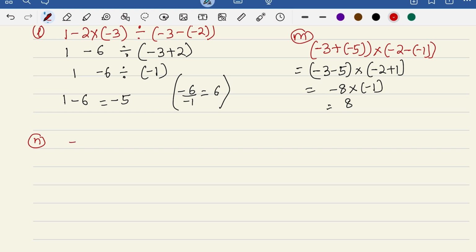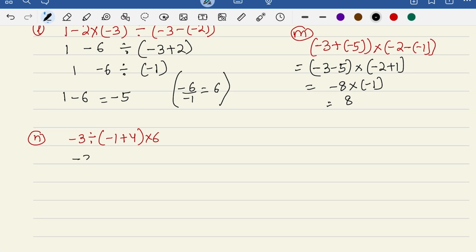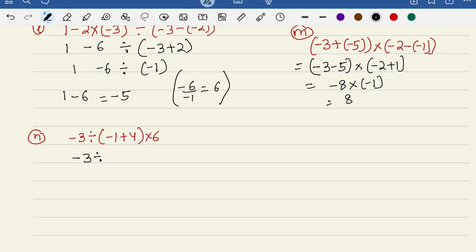N part. Minus 3 divided by bracket start minus 1 plus 4 times 6. So it would be minus 3 divided by 4 minus 1. 4 minus 1 is 3. So division has to be done first. Minus 3 divided by 3, it needs to be done first. So it would be minus 1 times 6.